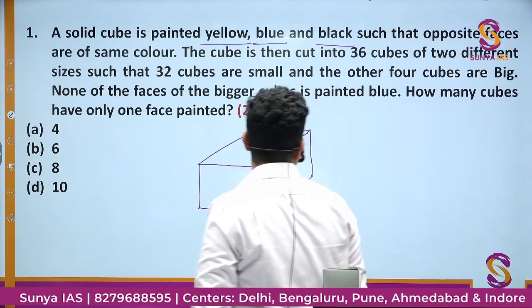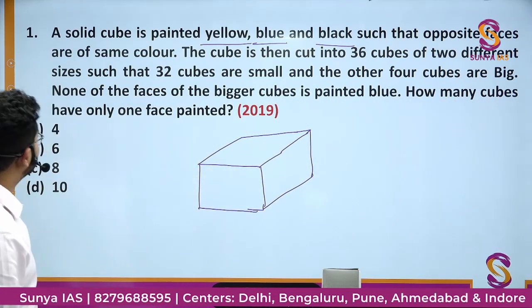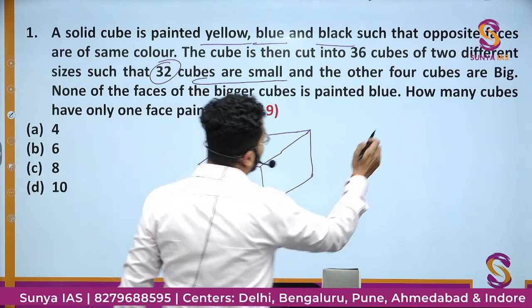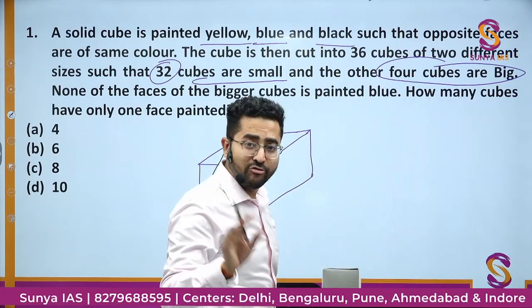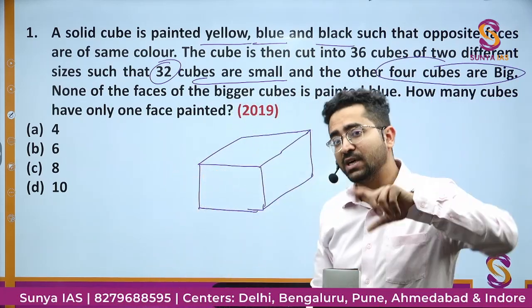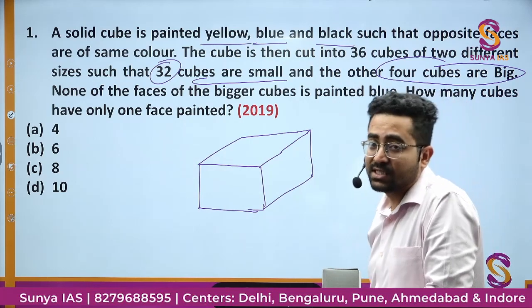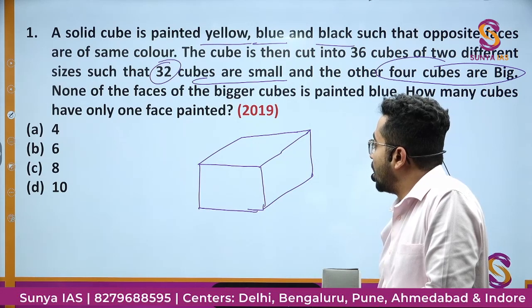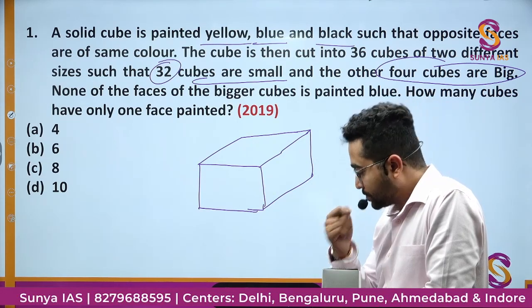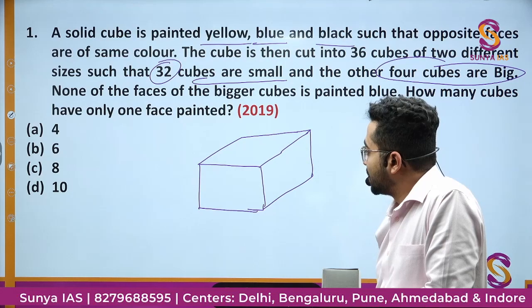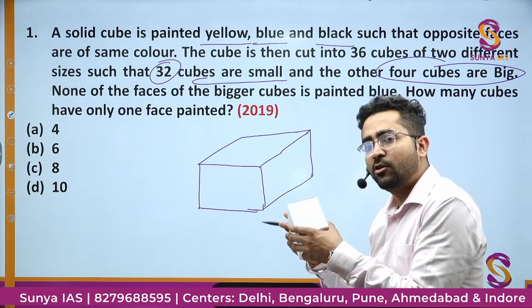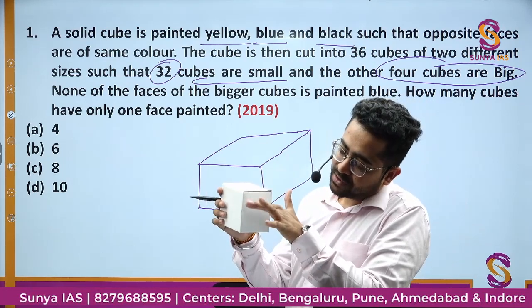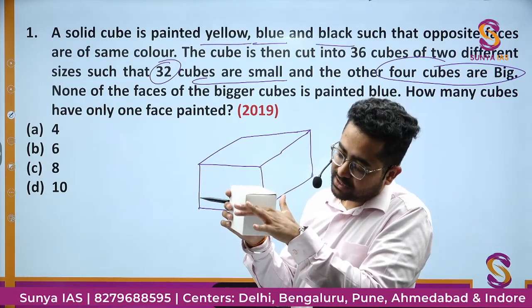The cube is then cut into 36 cubes of two different sizes such that 32 cubes are small and the other 4 cubes are big. Achha, 4 cubes are big and 32 cubes are small. Not all cubes are of the same size. This becomes a problem. How will we do this? So what I'll do, if 4 cubes are big, so 4 bigger cubes are there.